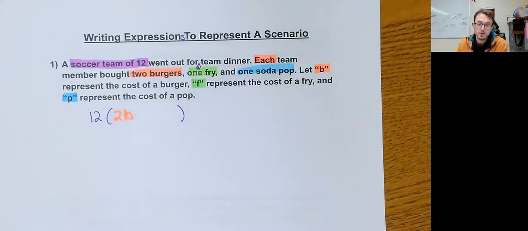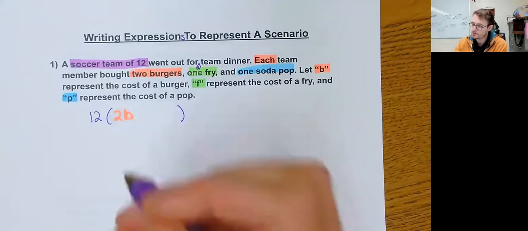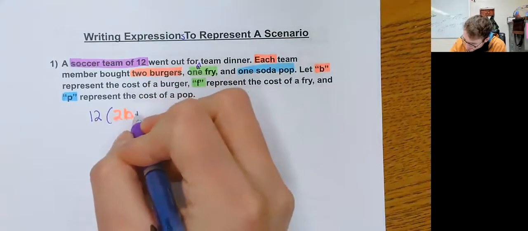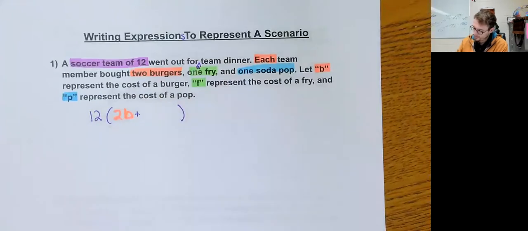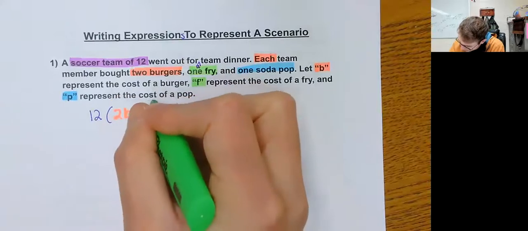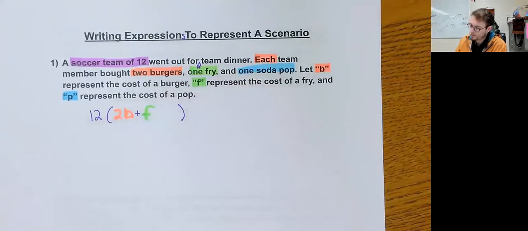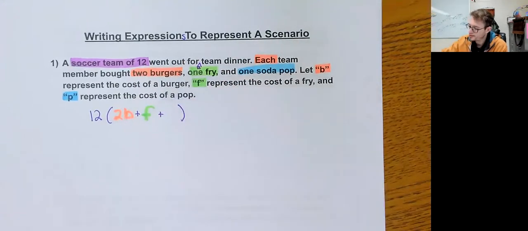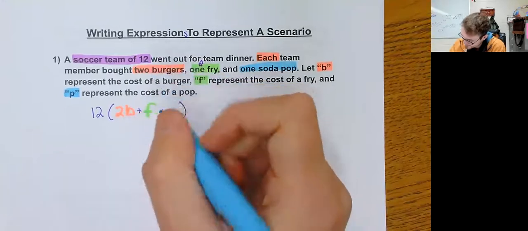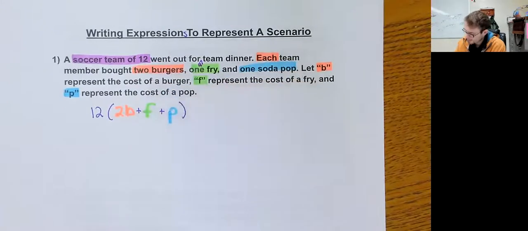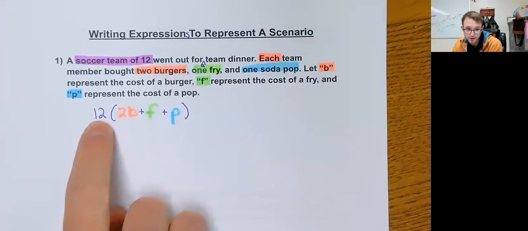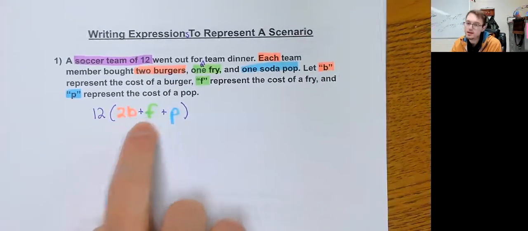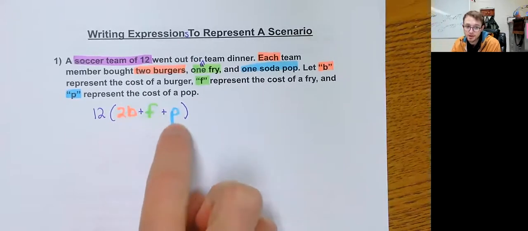And we're talking about money, we're talking about costs, so we add costs up. So 2 burgers plus one fry plus 1 soda pop. So there's an expression. This is an expression. We have 12 people that are all going to make this same purchase. Each of them are going to spend this same amount of money.